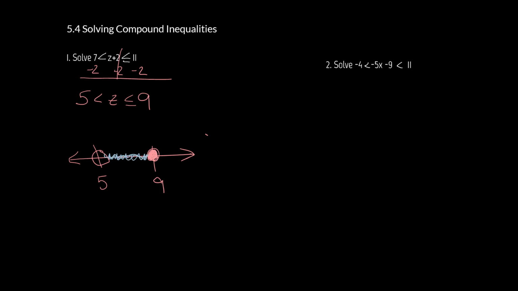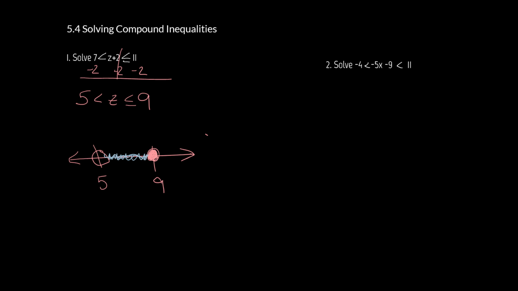Now, to explain that a little better, right here you can see z is greater than 5, or 5 is less than z. And then right here, z is less than or equal to 9. So what that tells me is z is less than or equal to 9, so it would be going this way, but it's also greater than 5, which is this way. So in the middle right here is the only spot that both of those things can be true. Okay, let's do another one.